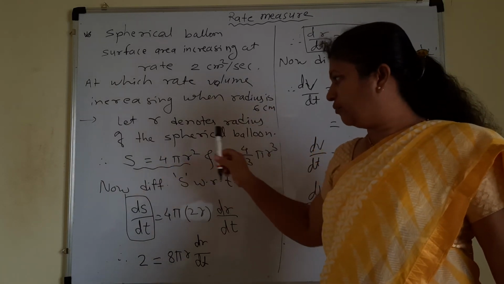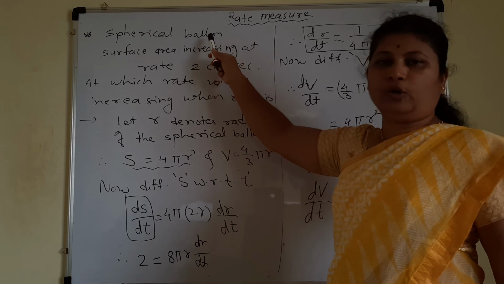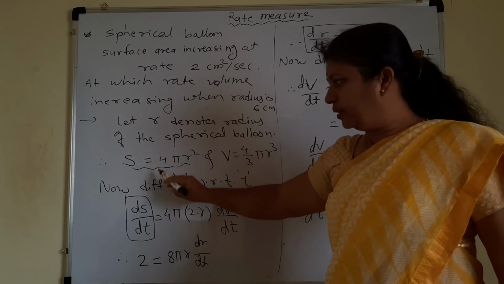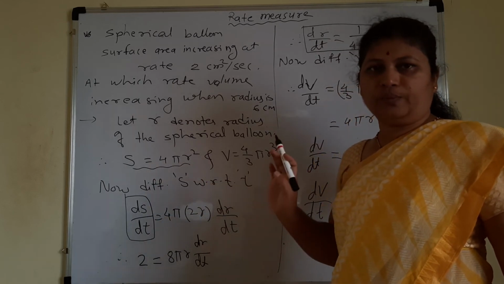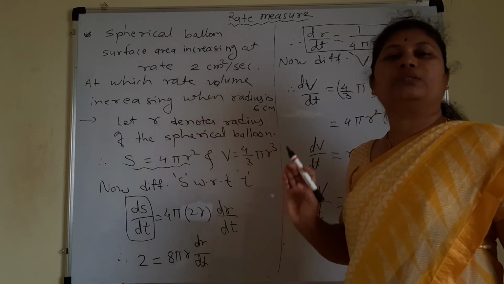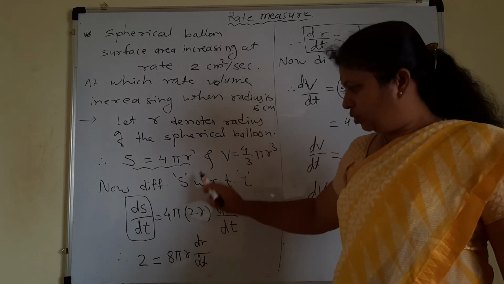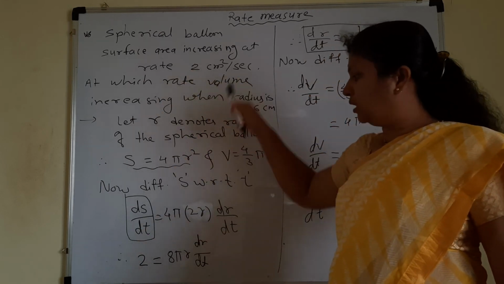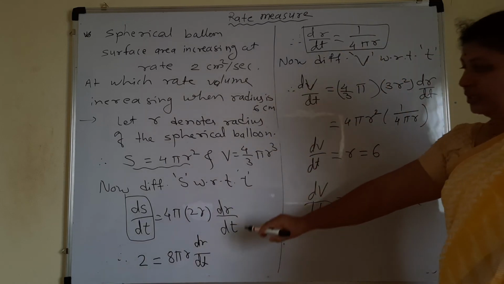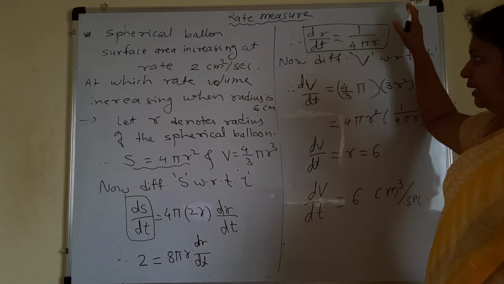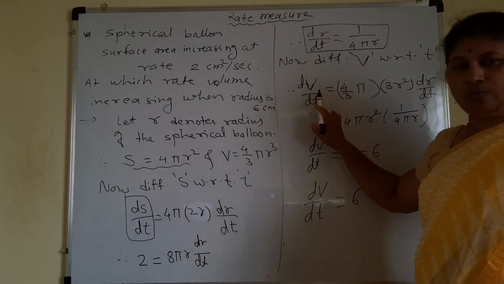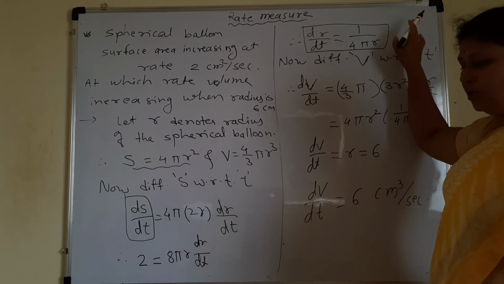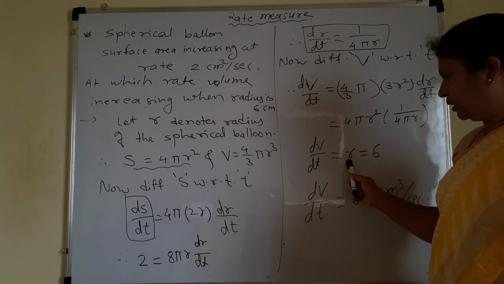Now we will consider the surface area and volume of the sphere, because the balloon has the shape of a sphere. So these two formulae are considered. First of all, differentiate with respect to time. Rate of change of area, rate of change of radius, rate of change of volume are with respect to time. Substitute dS/dt, which is already given as 2 centimeter square per second. We obtained dr/dt using that. After obtaining dr/dt, we consider the derivative of V with respect to time, then put the value of dr/dt, and we got r only.